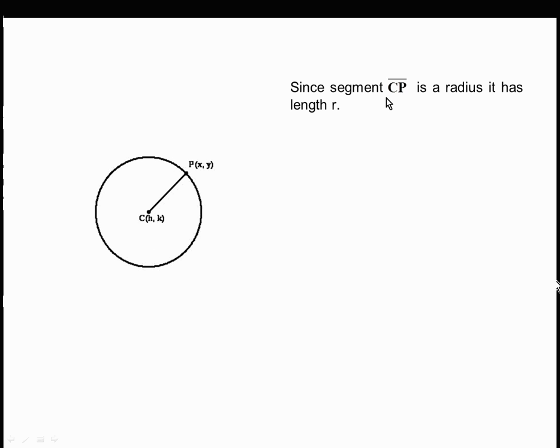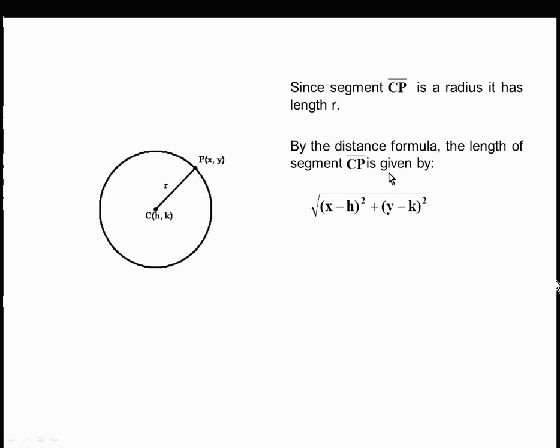So since the line segment CP is a radius, it has length r. Remember, that was our setup. So by the distance formula, the length of the segment CP is the square root of the difference in the x's, (x minus h) squared, plus the difference in the y's, (y minus k) squared. Okay, that's what the distance formula says.